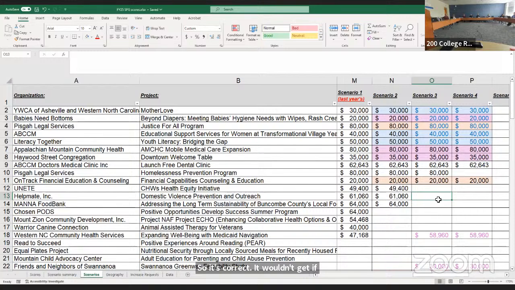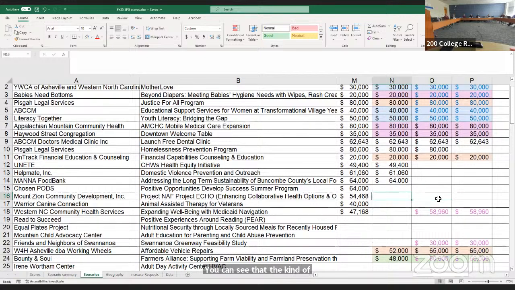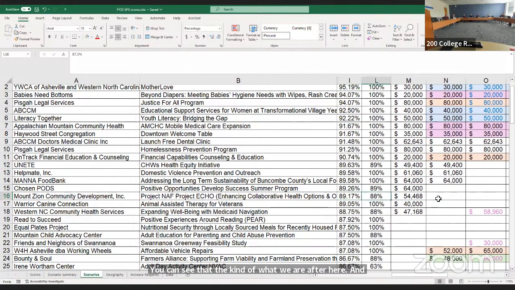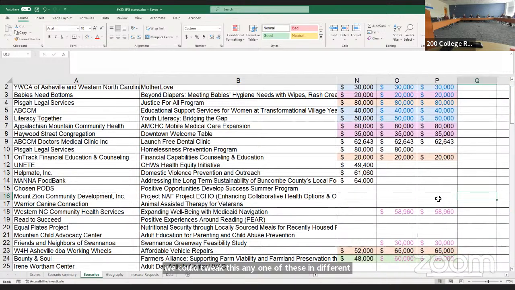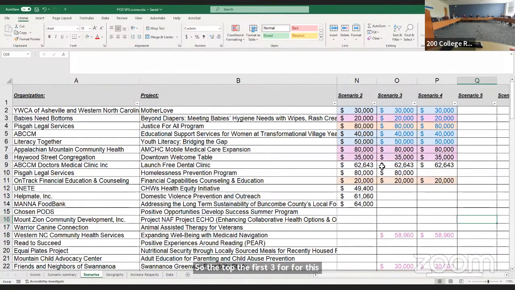You can see the kind of theory of what we are after here. Right. And we could tweak any one of these in different ways. Like if we wanted to say, instead of the first 3 from each focus area, what would it look like if we did the first 4 or 5 from each focus area? Or what if we did focus area and size, but not geography because it doesn't feel like it's a super reliable data measure. We can turn on or off these different levers, maybe that's a good analogy.